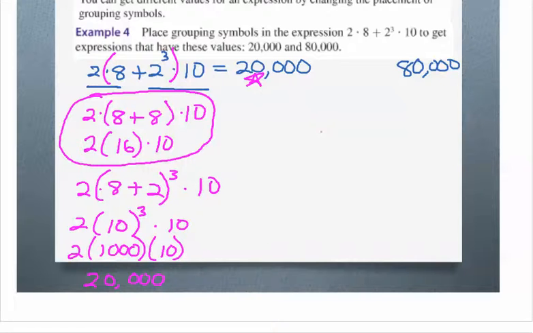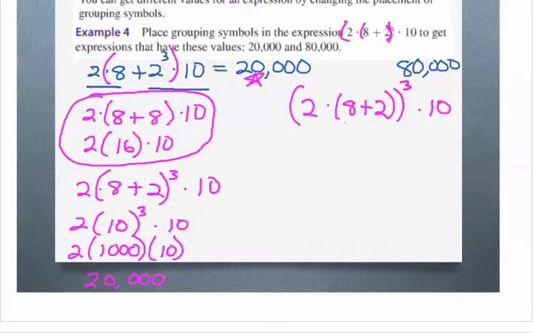Now along those lines, let's see if we can get to our other example. This one's a little more tricky. So let's do 2 times 8 plus 2, and let's have the cube on the outside again. Really what I did was place parentheses around here and then another set of parentheses around the addition. And then times 10.